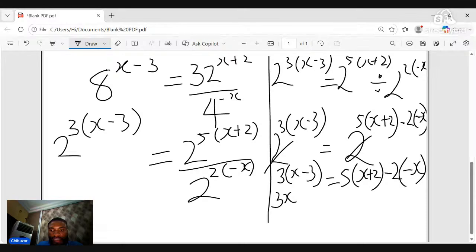We have 3x minus 9. That's 3 times x will give us 3x, 3 times minus 3 will give us minus 9, is equal to 5 times x will give us 5x, 5 times 2 will give us plus 10. We say minus 2 times minus x will give us what? Plus 2x. Right? So at this stage, what do we do? We collect like terms.